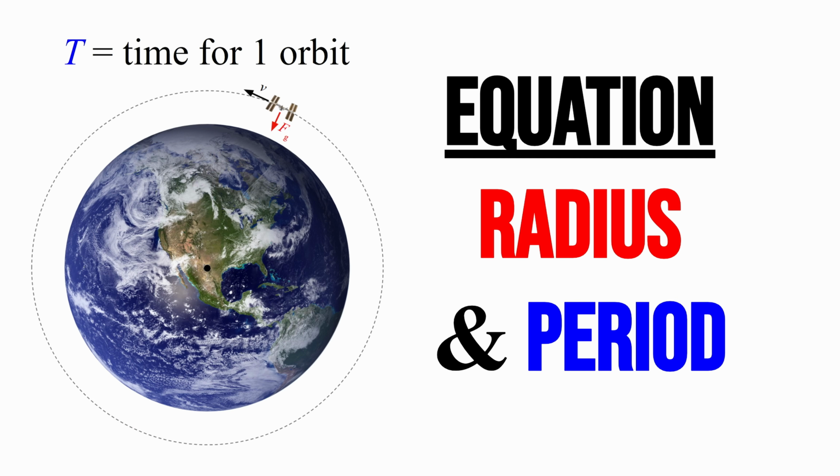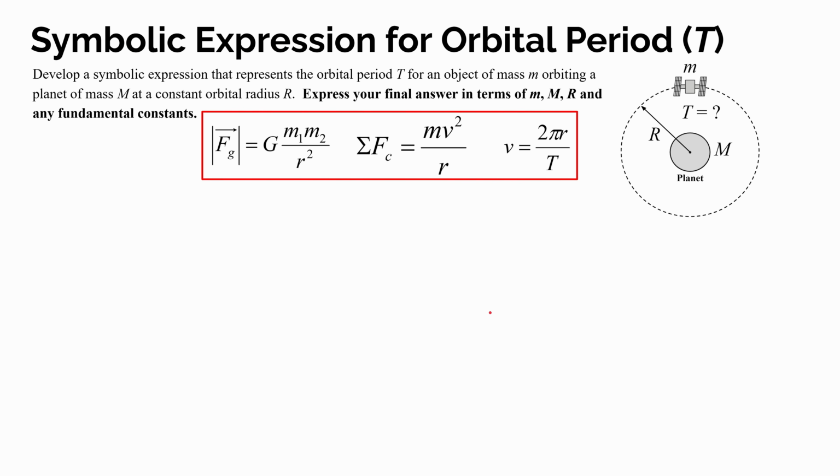In this video, we're going to derive an expression for how these two things are related, the orbital radius and the orbital period. So here's how one question might sound. Develop a symbolic expression that represents the orbital period for an object of mass m, little m, orbiting a planet of mass big M at a constant orbital radius. We'll just use capital R. And we're going to express our final answer in terms of little m, big M, R, and any fundamental constants.